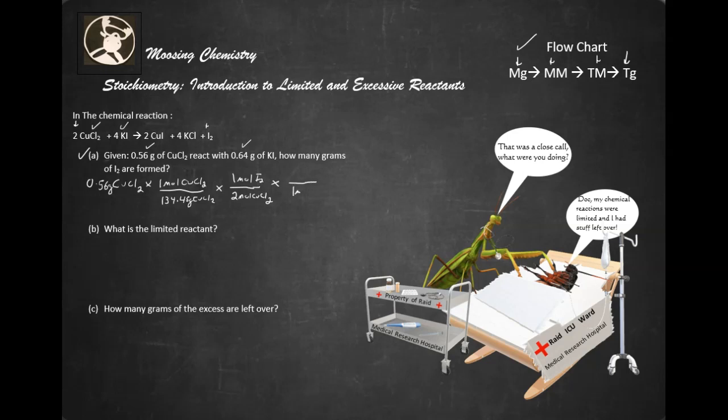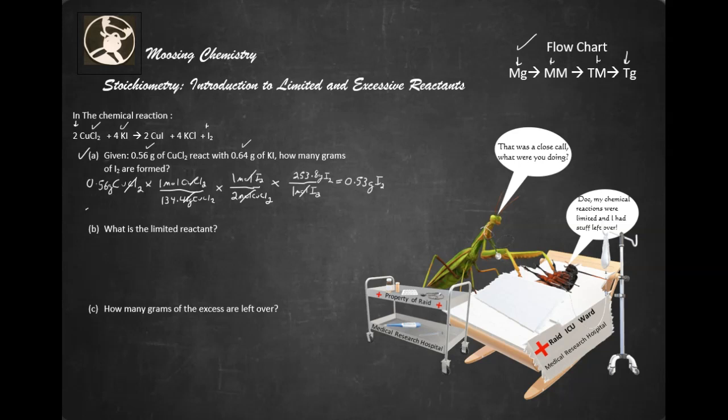So we put 1 mole of I2 on the bottom here, and we're going to put the molar mass of I2. The molar mass of I2 is 2 I's, so it's going to be 253.8 grams of I2. Now we're going to cancel out our common units, and when we do the math, we find that to equal 0.53 grams of I2.